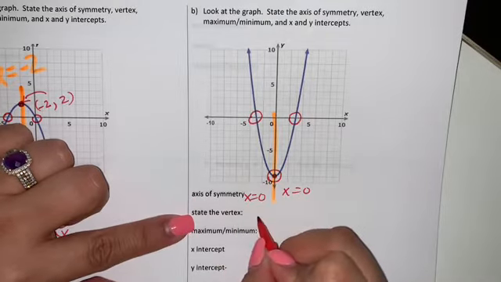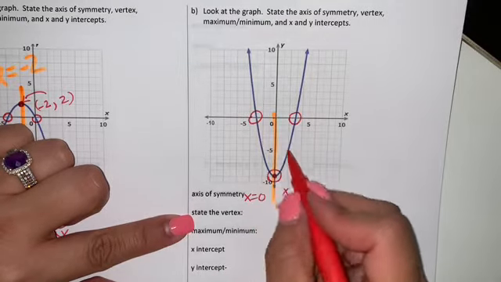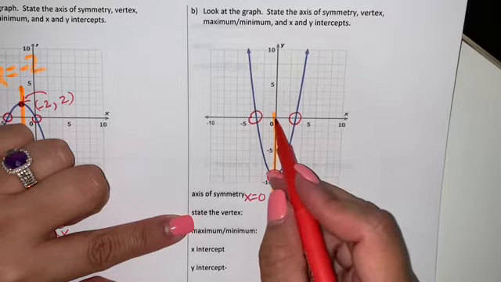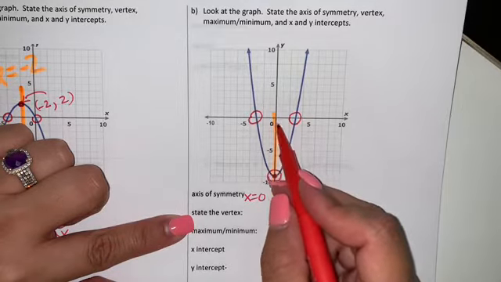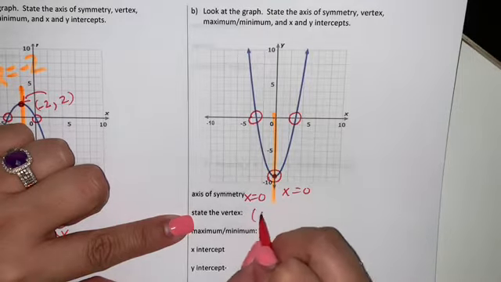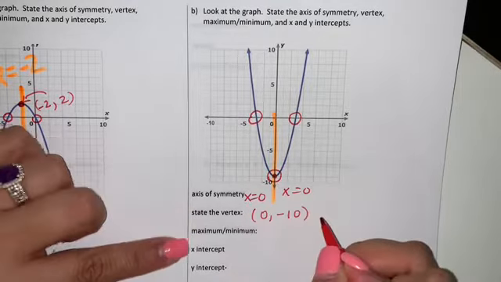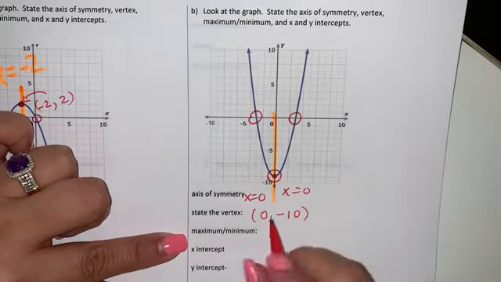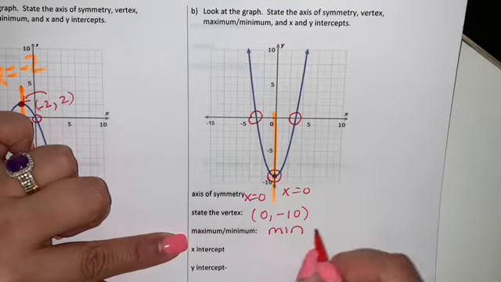State the vertex. I'm going to get 0. Let's see. It goes x. It doesn't move left or right. And then it goes down 10. So it's going to be 0, -10. The maximum or minimum, it's a low point. So that's going to be a minimum.